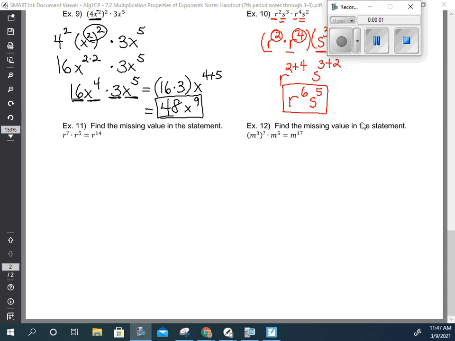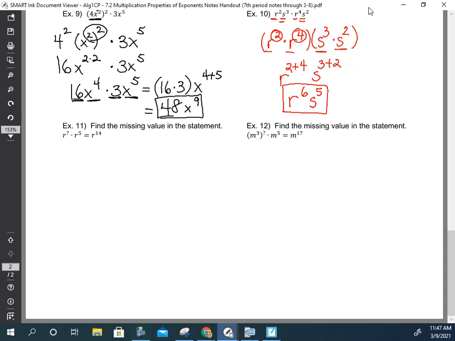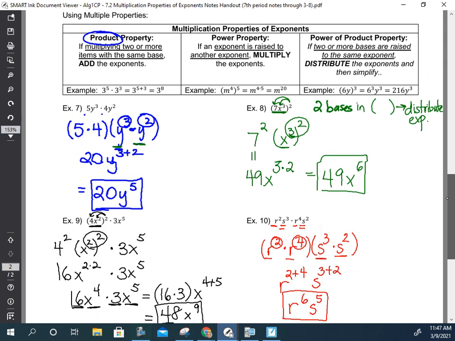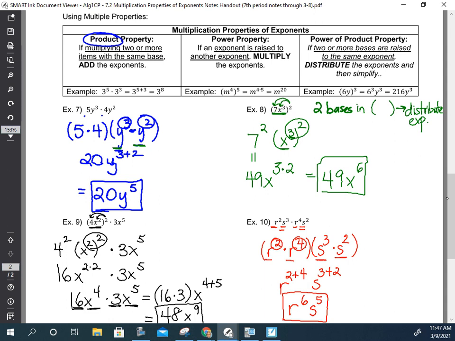Get to cracking. So there are three properties of exponents that we did yesterday. There's the product property, which is if you are multiplying two or more items with the same base, you add the exponents. So 3 to the fifth times 3 to the third, you keep the base and you add the exponents. So that's if you're multiplying two or more items with the same base.